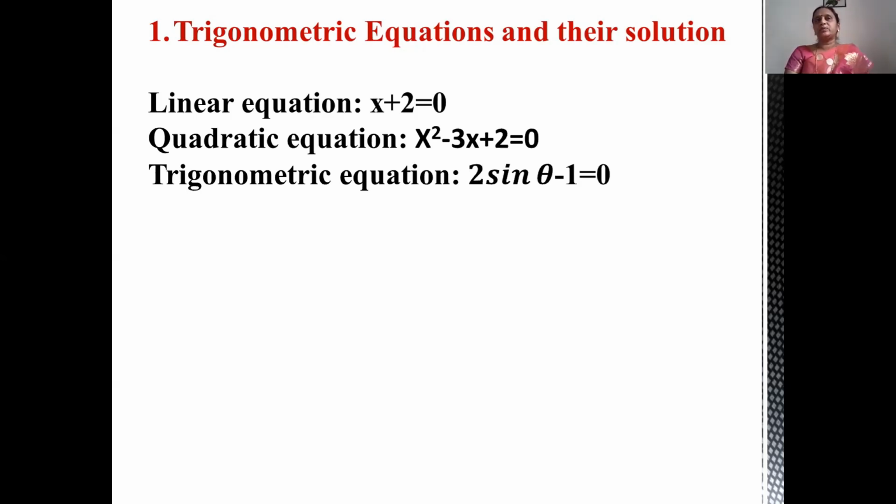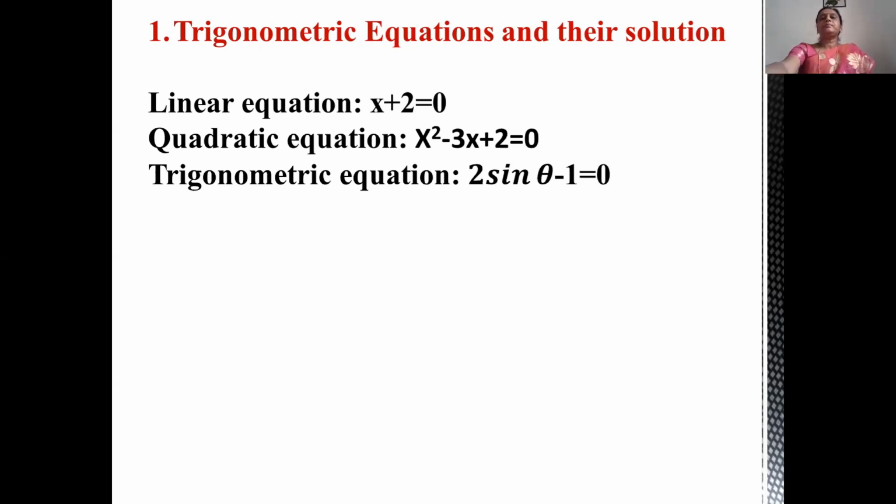Consider the linear equation x plus 2 is equal to 0. If we put the value of x as sine theta, then we get sine theta plus 2 is equal to 0. And that gives a simple trigonometric equation. I have written here a trigonometric equation, 2 sine theta minus 1 is equal to 0, like that. It means if in a linear equation or in a quadratic equation, the variable x is replaced by a trigonometric function, either sine, cos, tan, cot, sec or cosec, then it is called a trigonometric equation. That's very simple. Only the variable, instead of x, should be a trigonometric function.